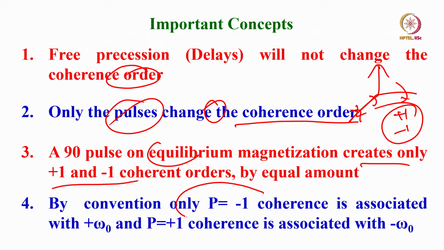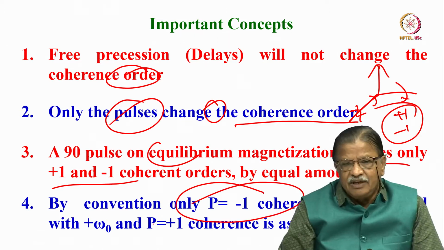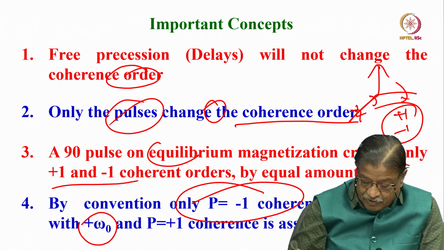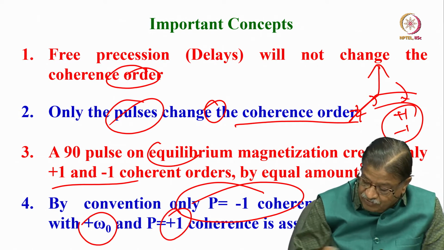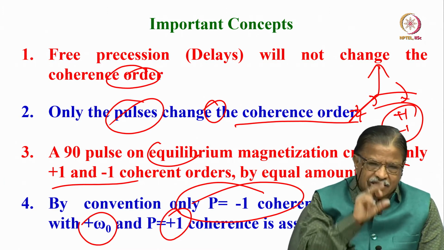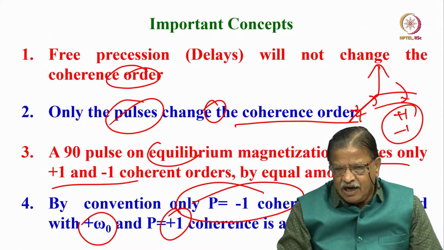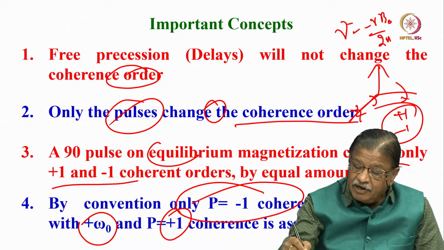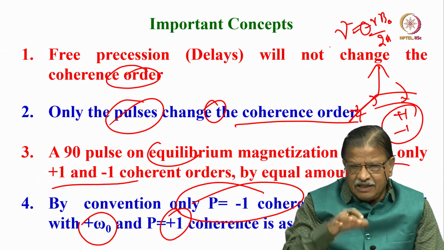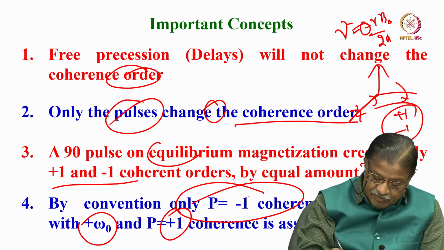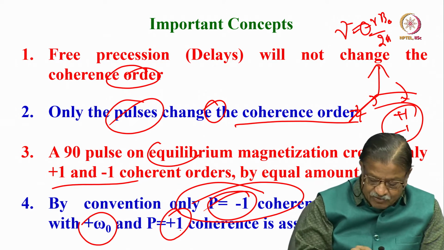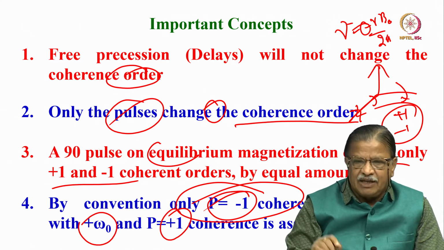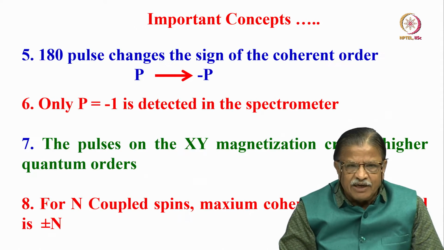Now by convention, P equal to plus 1 is the coherence which is associated with plus omega naught, and P equal to minus 1 is associated with minus omega naught. That is because of the sense of precession, and we always use nu equal to minus gamma B naught over 2 pi. This gamma, with the minus, is coming into the picture. That's why. This is a simple thing, you don't worry. But please remember that P plus 1 and P minus 1 depend upon plus omega and minus omega.